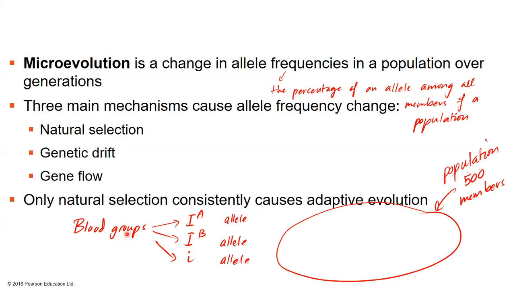And in this case, 500 members will have 1,000 alleles responsible for determining blood groups in, let's say, this population.